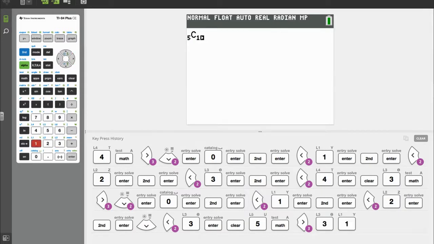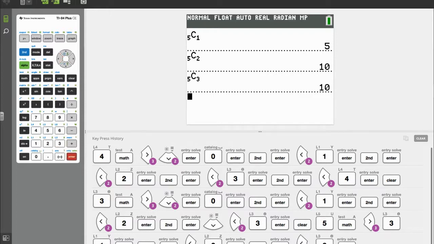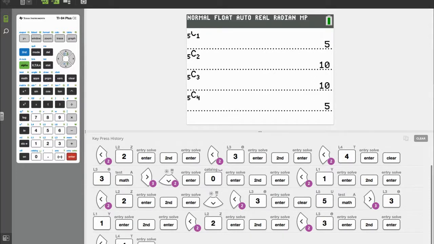We want to know what's 5 combination 1. We're going to do second enter to repeat the command. What's 5 combination 2? Second enter to repeat the command. Second enter. So the remaining coefficients that we need are 5, 10, 10, and 5.